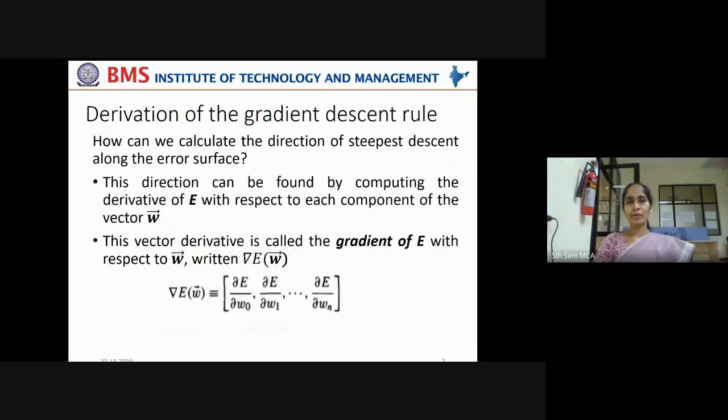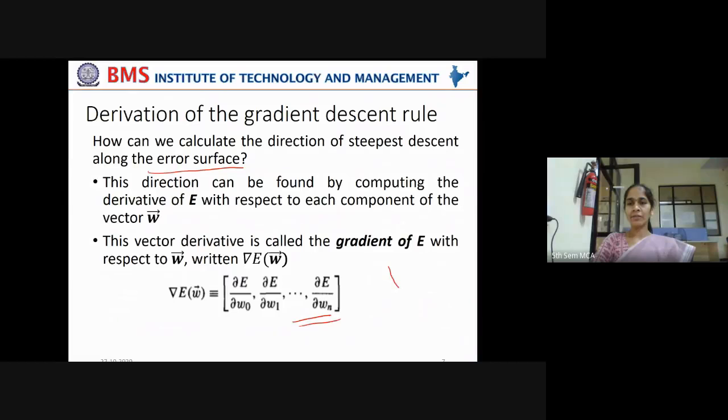Now let us go to the next topic, derivation of the gradient descent rule. It is very easy. Actually, I saw this derivation and I thought how to convince the students, but when I actually studied it in depth, it is very easy to understand. Okay, listen carefully. Don't sleep, students. You are awake, right? How can we calculate the direction of steepest descent along the error surface?